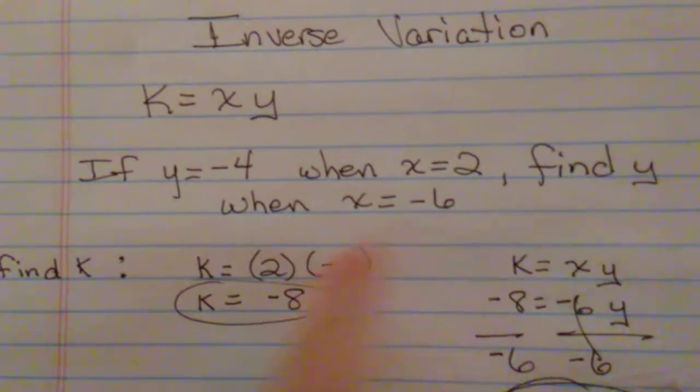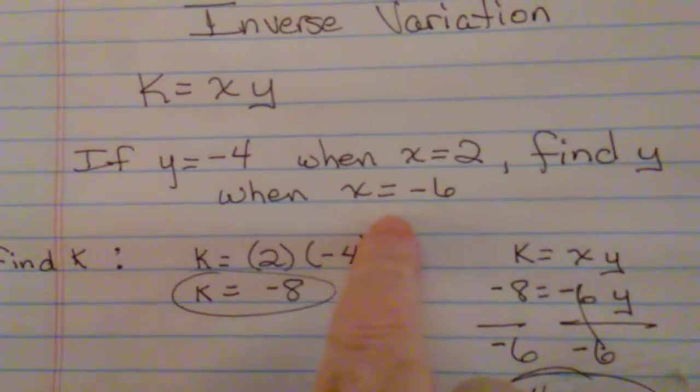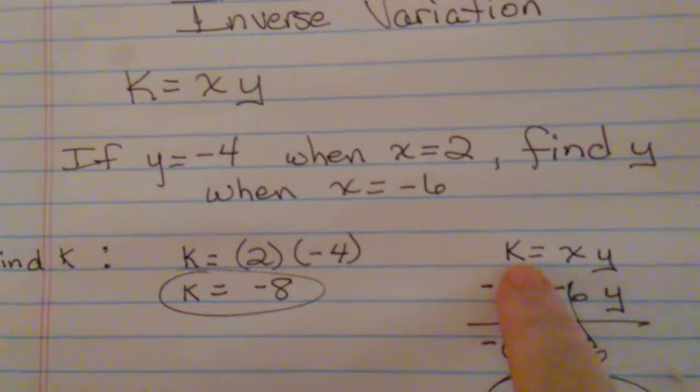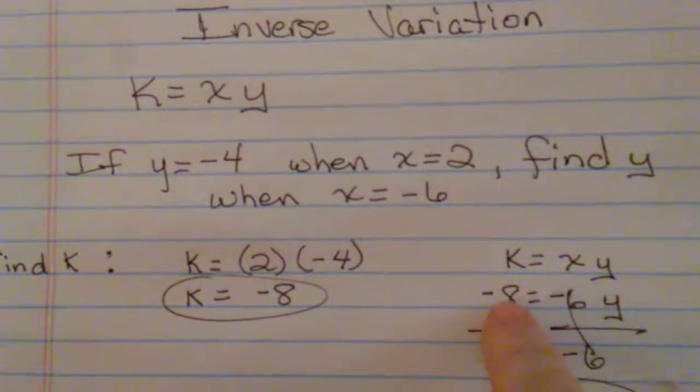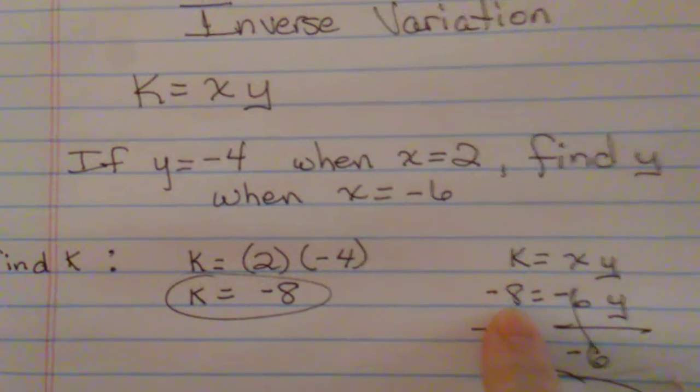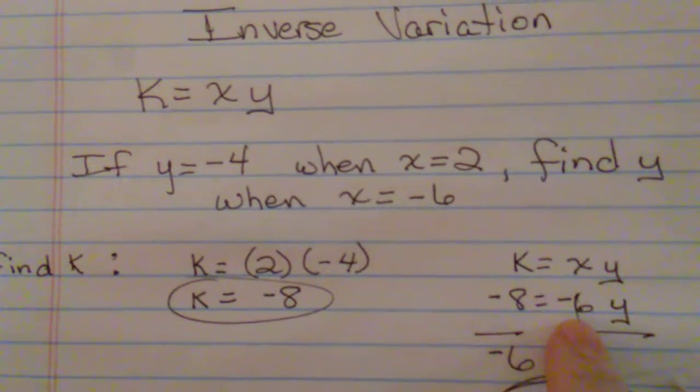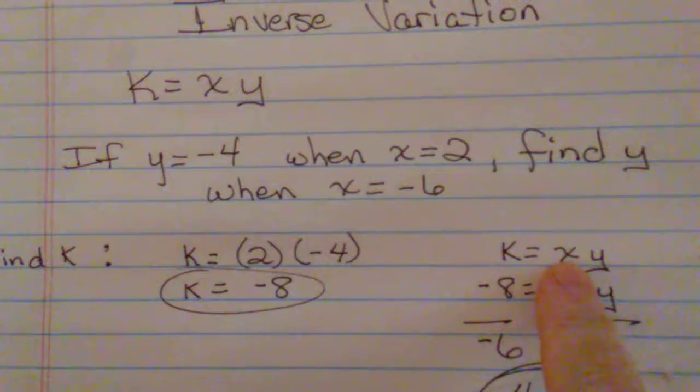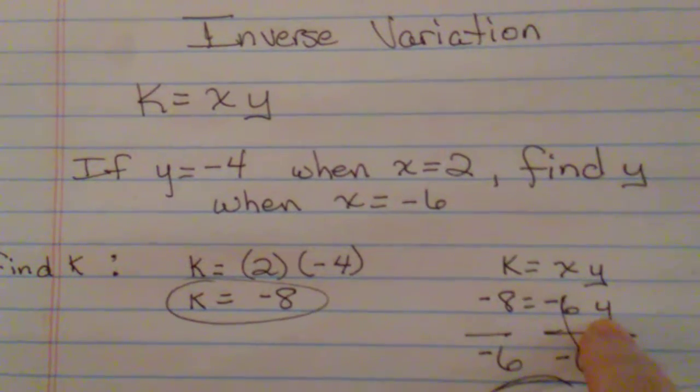Now they want you to find y when x is -6. So I go over here and I put my equation again. I put -8 in place of k, I put -6 in place of x, and I'm looking for y.